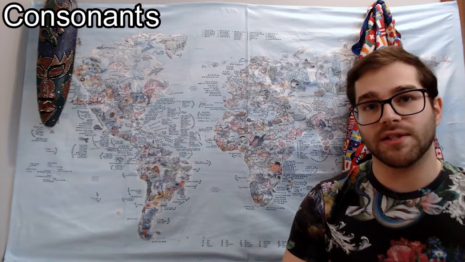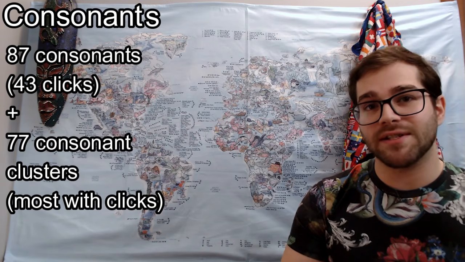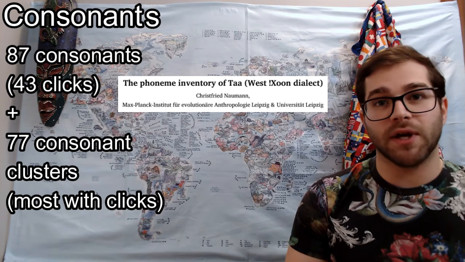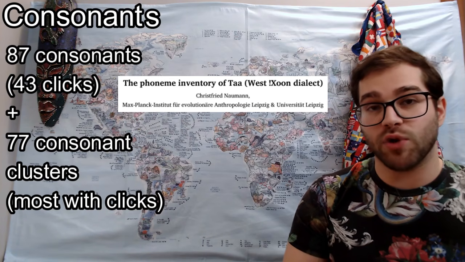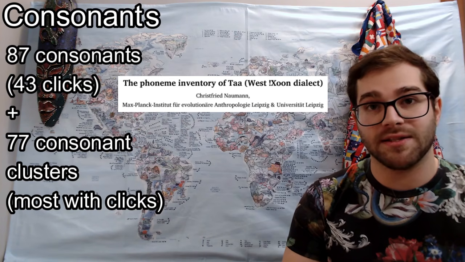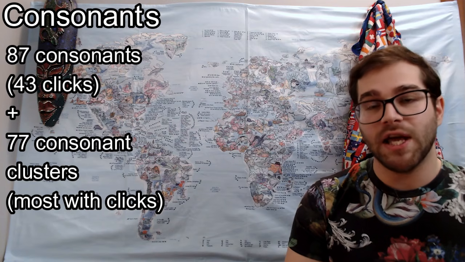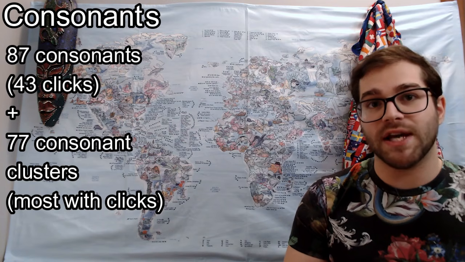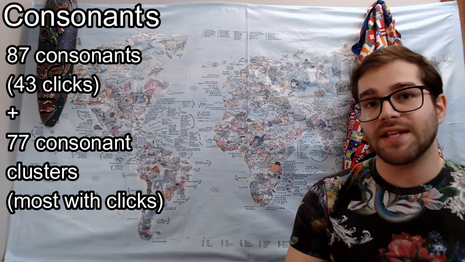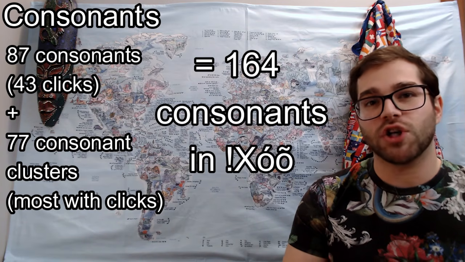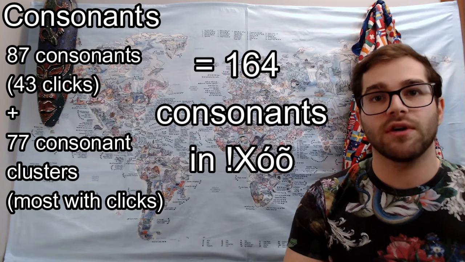Now, let's summarize. With 87 consonants, 43 of which are clicks, and 77 consonant clusters, most of which also include a click, according to this paper by Christfried Naumann, which itself is a summary of a ton of different studies spanning decades, if you wanted to make the title of this video as clickbaity as possible and count consonant clusters as separate consonants, that's how you get to the number of 164 consonants in the Xoon language.